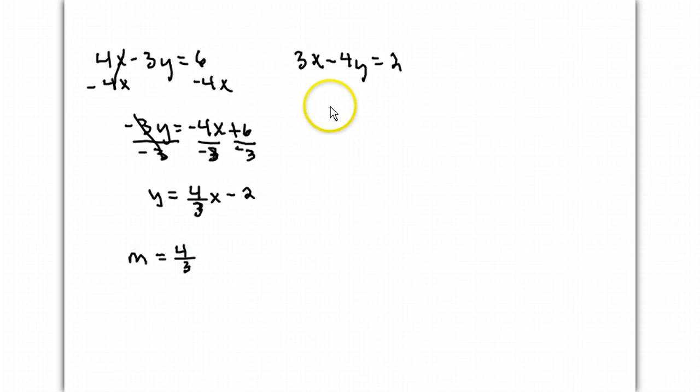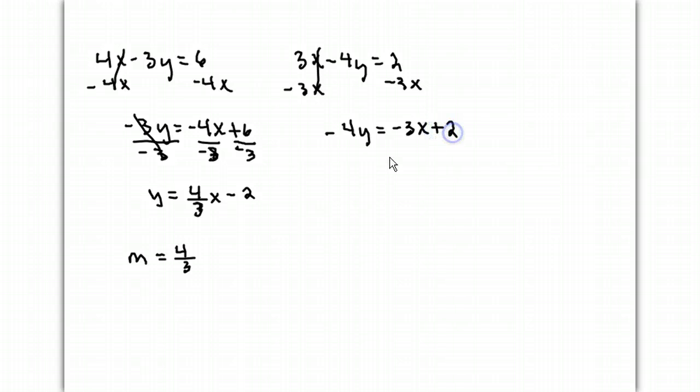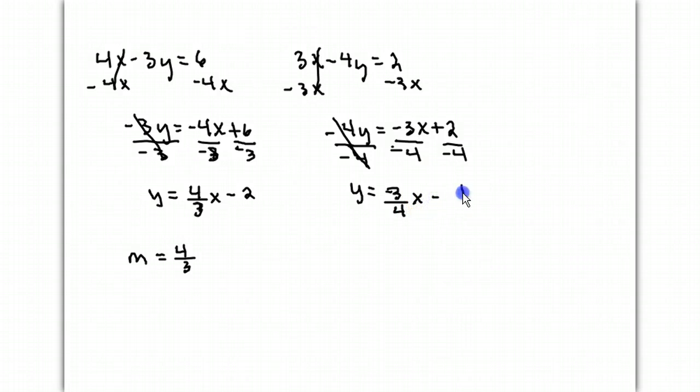Now you need to find the slope of the other side. So you subtract 3x from both sides, and you end up having negative 4y equal negative 3x plus 2. And then you divide everything by negative 4. And so you end up having y equal positive 3/4 x, because the negative is on the top and the bottom, minus a half. And so the slope here ends up being positive 3/4.